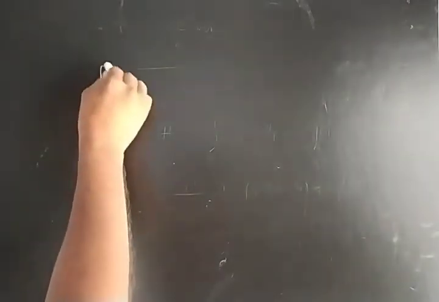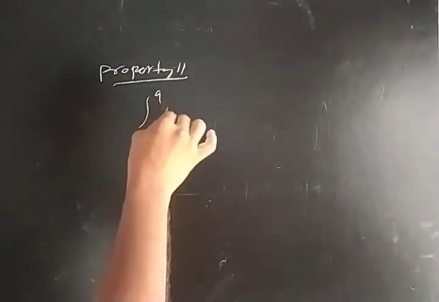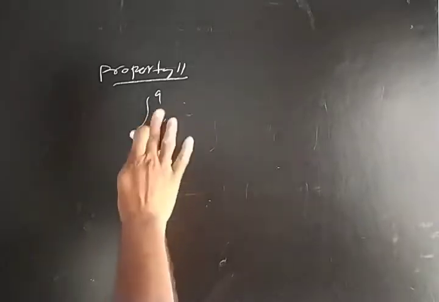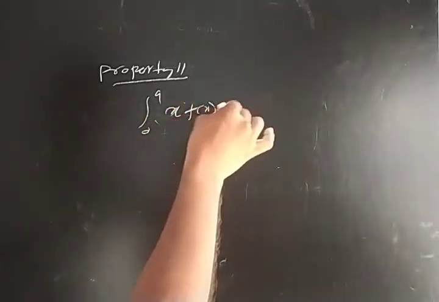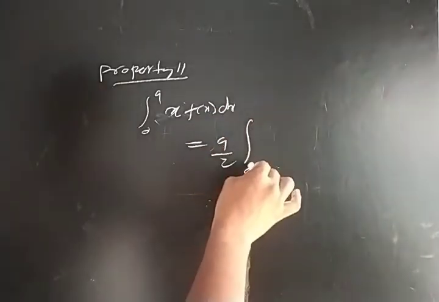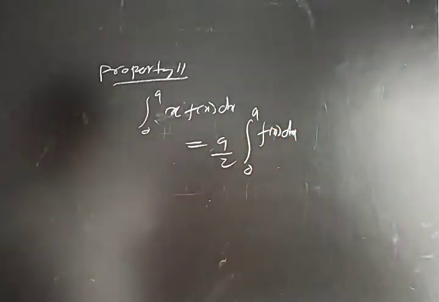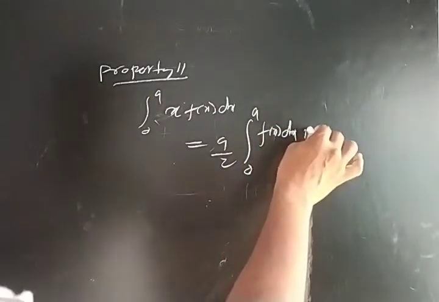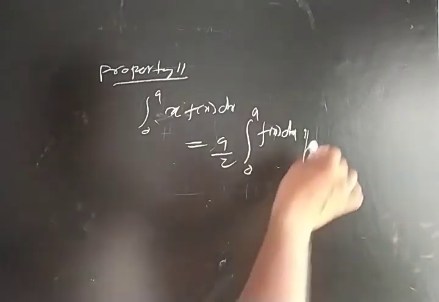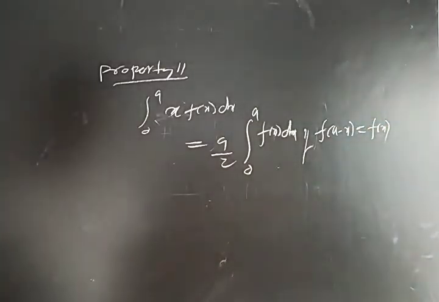Now property 11, the 11th property. The integral from 0 to a of x into f of x dx is equal to a by 2 times the integral from 0 to a of f of x dx, when it is applicable, if f of a minus x is equal to f of x.